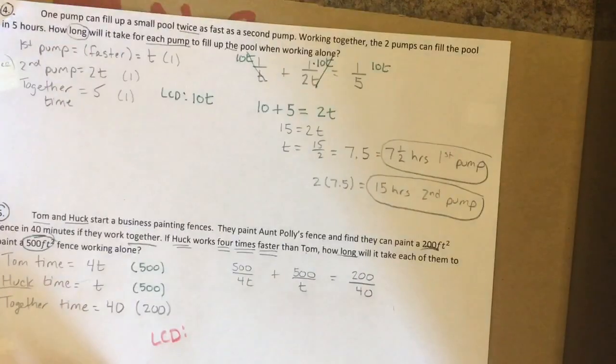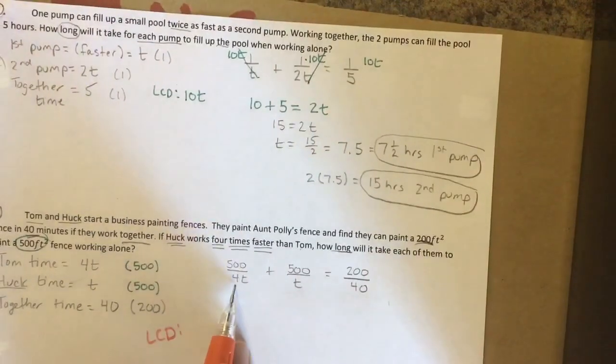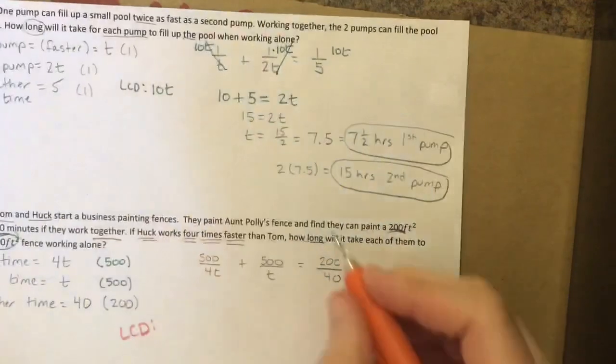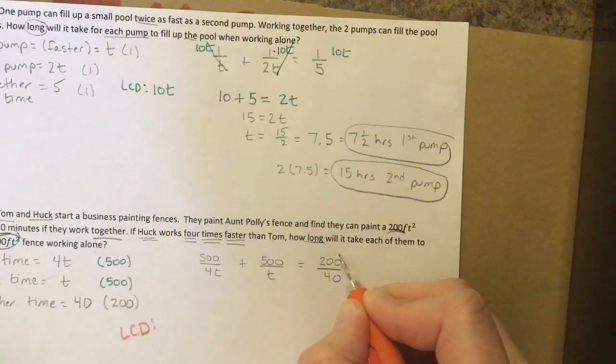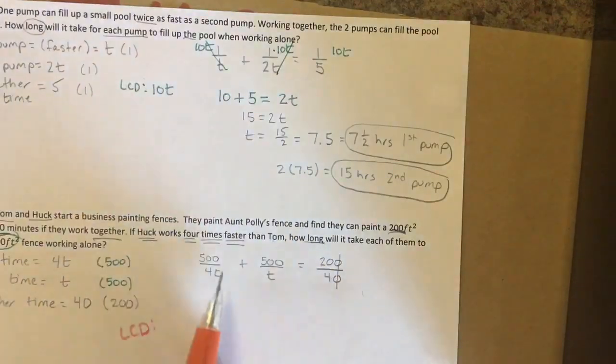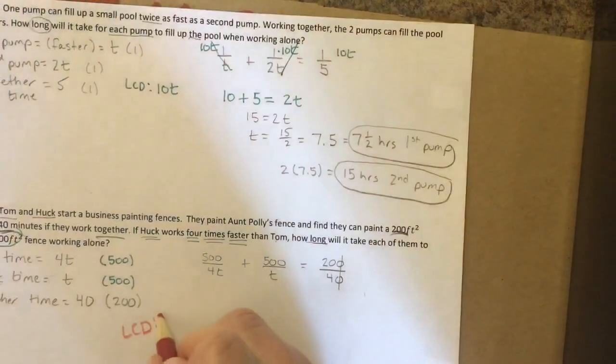Now, you can do this actually on the first one. You can't do it on the second one, but you can definitely do it on the third one. Let's just simplify this down a little bit. If I just divide by 10, divide the zeros out, okay? Then I just need to find the LCD of 4T, T, and 4. And that's just 4T.